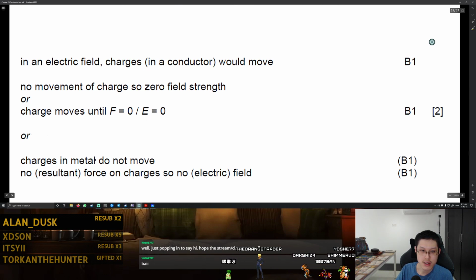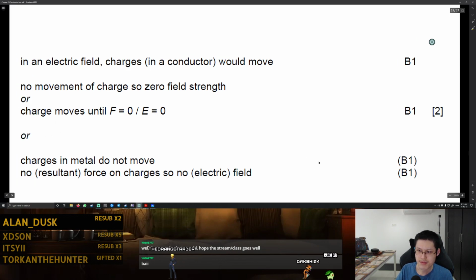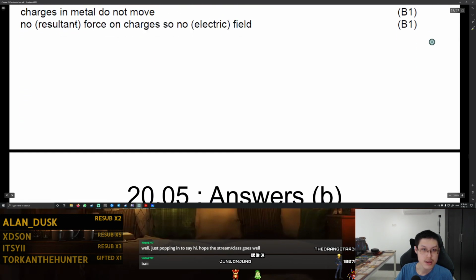Alternatively, you could say charges in the metal do not move, therefore no resultant force on charges, so no electric field. Because charges in metals only move if you have a current. It's a bit of a circular argument here, but the point is, if you put a charge inside a sphere, the resultant force would be 0. So it starts with this, and then because the resultant force is 0, therefore there is no electric field strength. So you can just go with this, and then you say this. I think that makes the most sense.